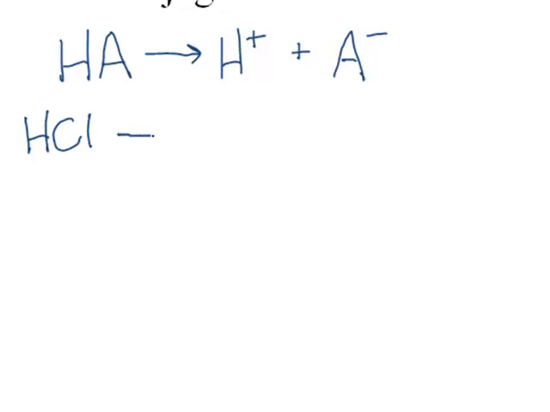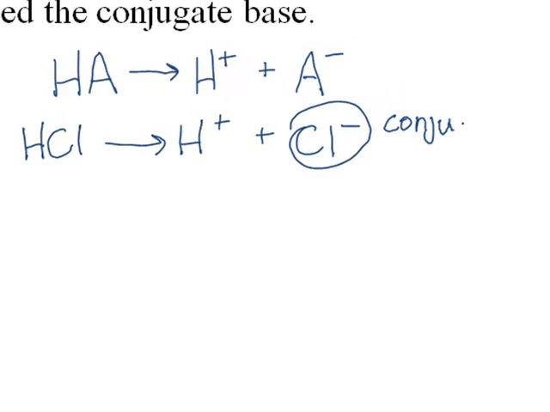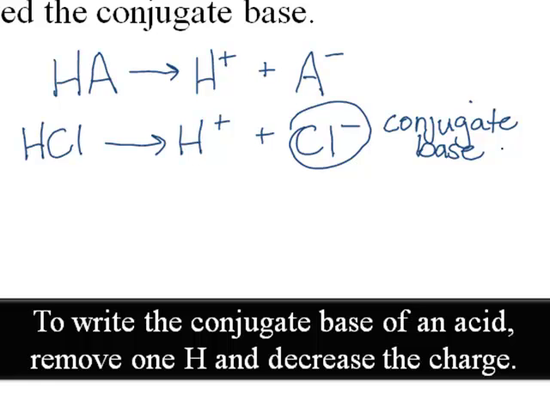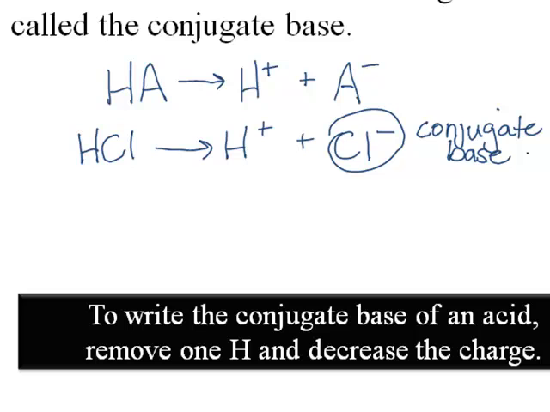Let's look at a more specific example. Hydrochloric acid dissociates or donates a hydrogen ion, and the molecular atom that remains is chloride with a negative charge. This is what's called the conjugate base of hydrochloric acid. So the conjugate base is simply a compound that can act like a base if we run the reaction backwards, but mostly it exists because it's what's left over after an acid donates a hydrogen ion. And it's easy to predict the chemical formula. To write the chemical formula for a conjugate base, simply remove one hydrogen from the acid and decrease the charge.